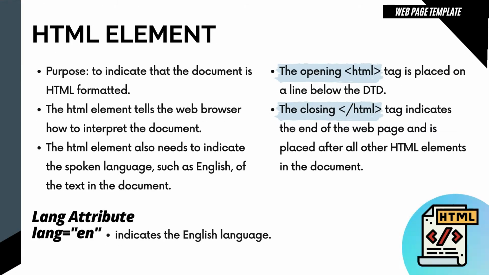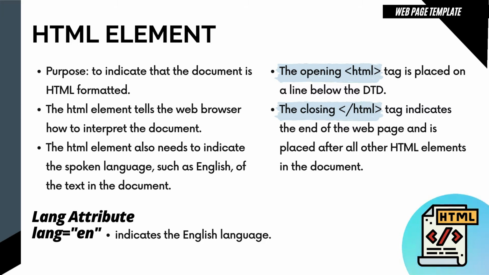HTML element. The purpose of the HTML element is to indicate that the document is HTML formatted. The HTML element tells the web browser how to interpret the document. The opening HTML tag is placed on a line below the DTD. The closing /HTML tag indicates the end of the web page and is placed after all other HTML elements in the document.